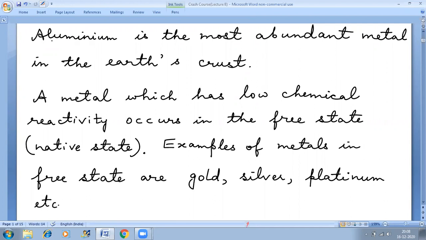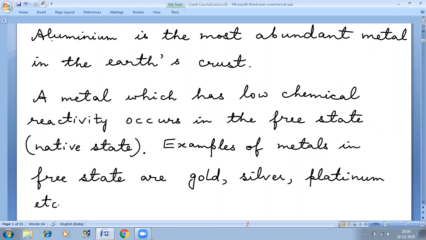That means the metal is found as the metal itself. There is no compound of it. It is not existing as its compound like oxide or sulfide. No, it is present alone. So the metal itself is present. It is not in combined state. It has not formed compounds with oxygen or sulfur or any other species, and therefore it is alone present in the rocks.